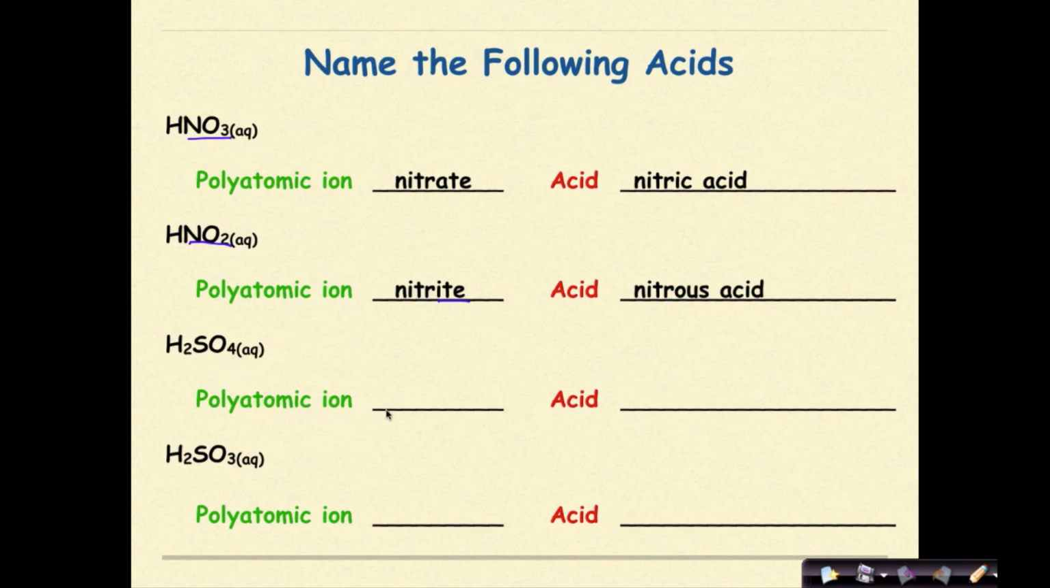H2SO4, the polyatomic ion here is sulfate, so we're back to that -ate situation. Like we did in this example up here, we're going to change -ate to -ic. So this is going to be sulfuric acid. And finally, H2SO3, the polyatomic ion here will be the sulfite ion, SO3. So the acid here, because we're dealing with that -ite ending, will be sulfurous acid.